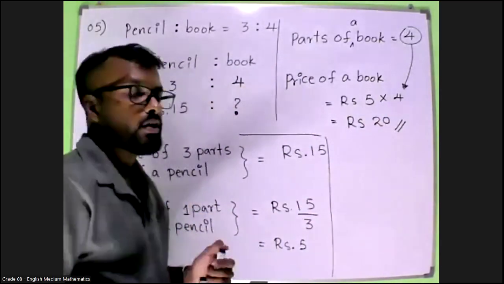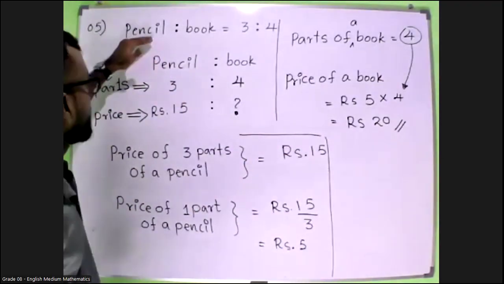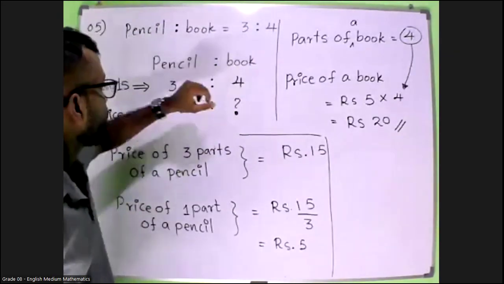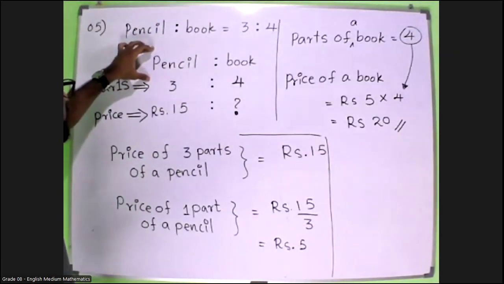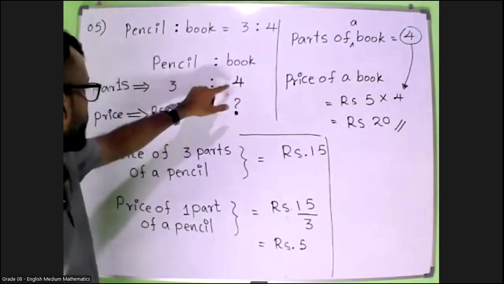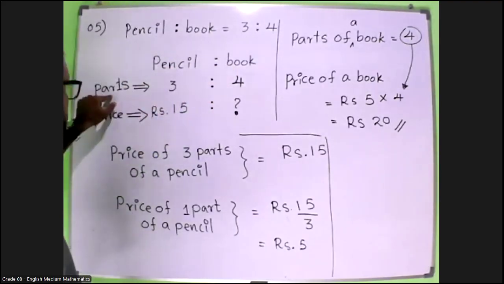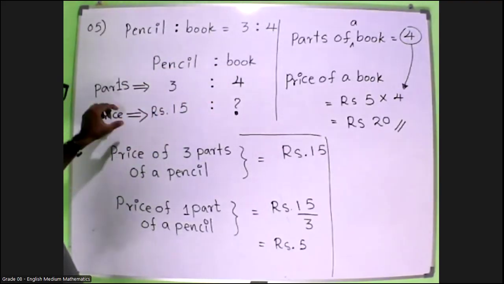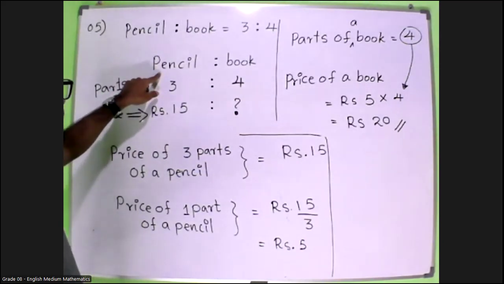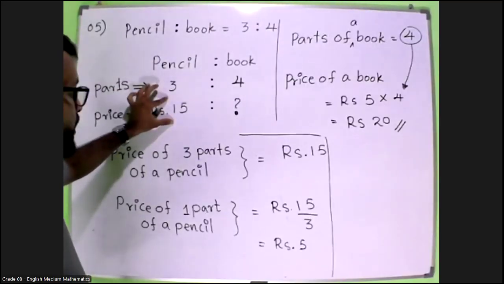I will explain it again. First of all, they have given us the ratio pencil to book 3 to 4. I have written it down like this: pencil to book 3 to 4. So these are called parts. And the price has been given for the pencil, which is 15.